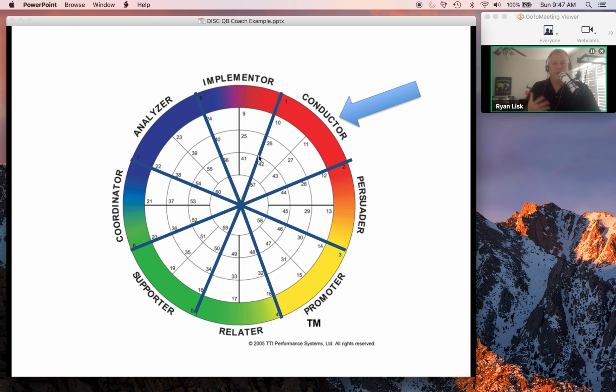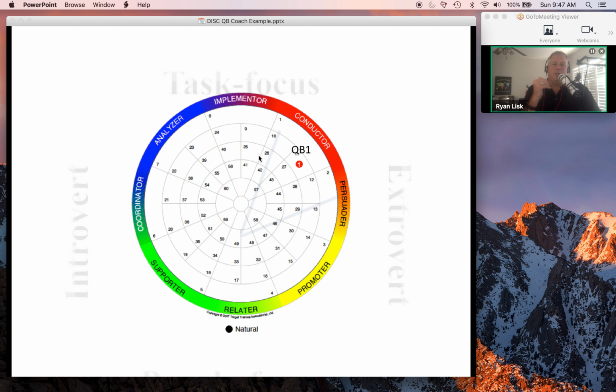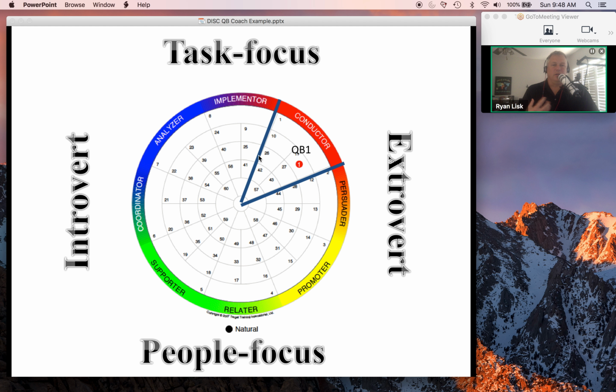For what we were doing, we were using the 8 pieces of pie to provide descriptors for a Division I football team. And the football team had a quarterback. So, the starting quarterback, and we have the quarterback's data, and this person's behavioral data fall into the conductor piece of the pie on the wheel. So as you can see, more extroverted and more of a task focus. So this is tool 1.